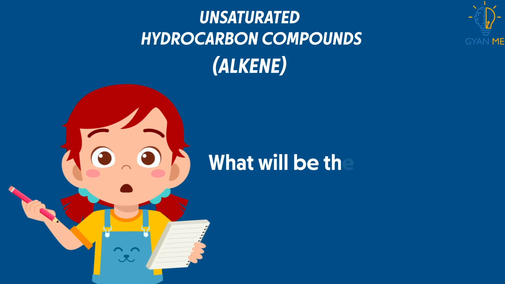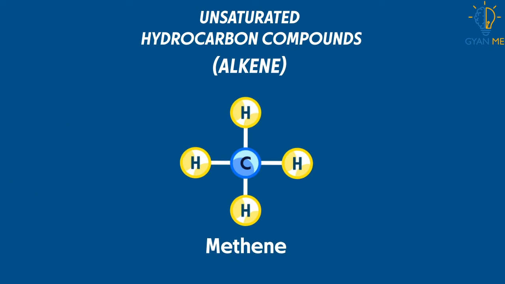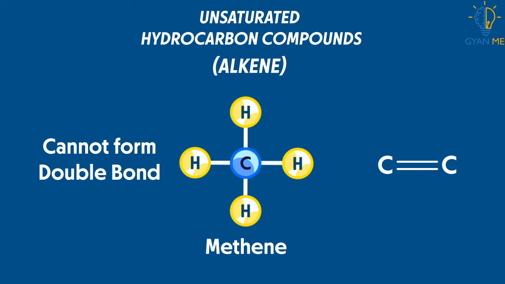Now what will be the first member of this series? So you'll tell me methane, right? But that's wrong. It is because, by definition, alkenes should have at least one carbon-carbon double bond, which requires two atoms of carbon at minimum. And methane has only one carbon atom. As a result, it cannot form a double bond, and therefore methane does not exist.